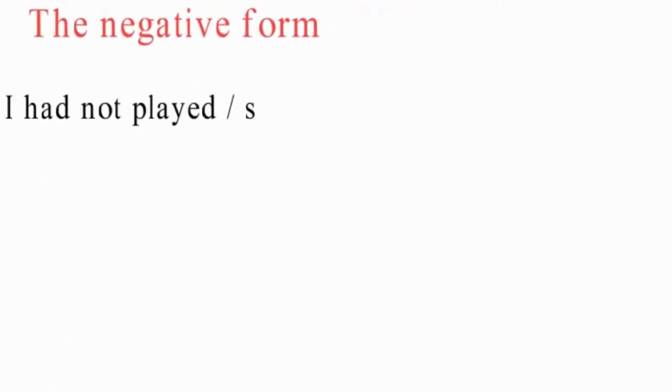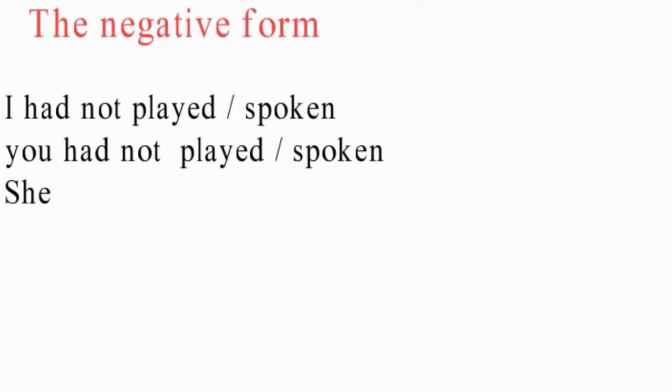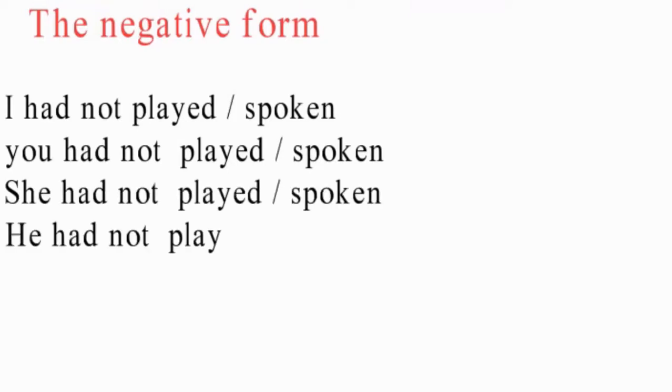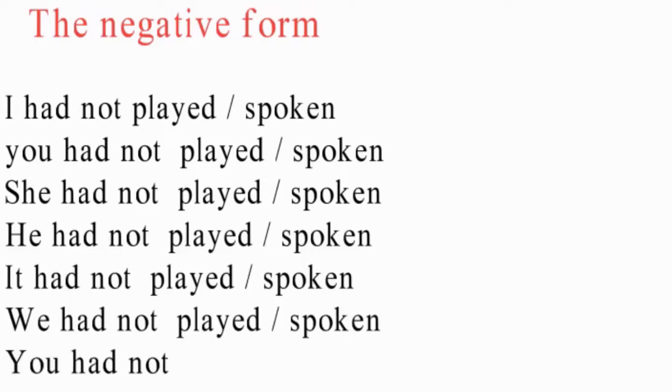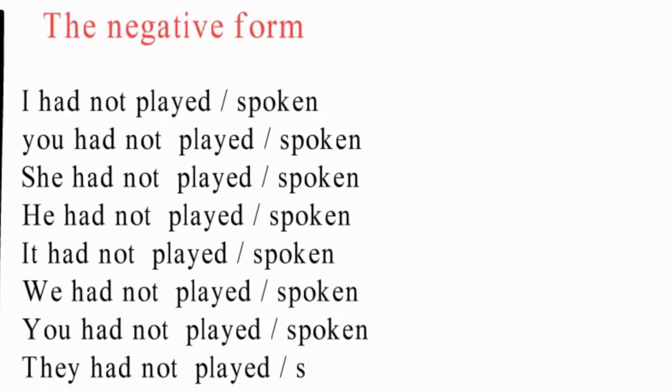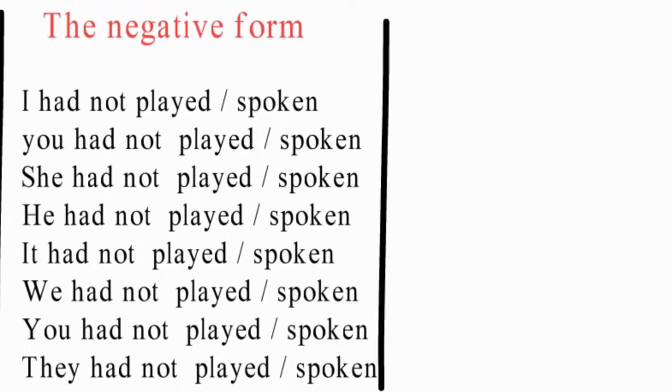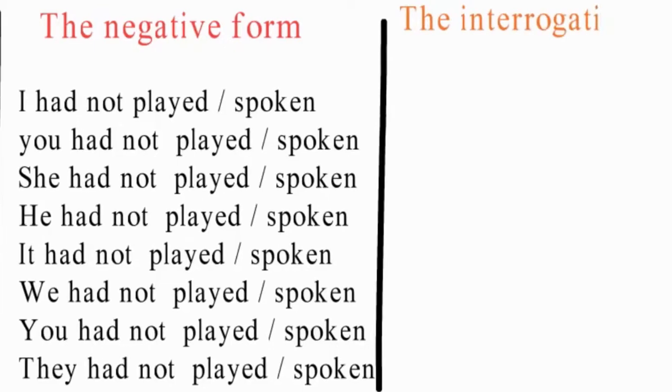Let's move now to the negative form. You can say I had not played, or I had not spoken, you had not played, or you hadn't spoken. She had not played, or she had not spoken. He had not played, he had not spoken. It had not played, it had not spoken. We had not played, we had not spoken. You had not played, you had not spoken. And they had not played, they had not spoken.